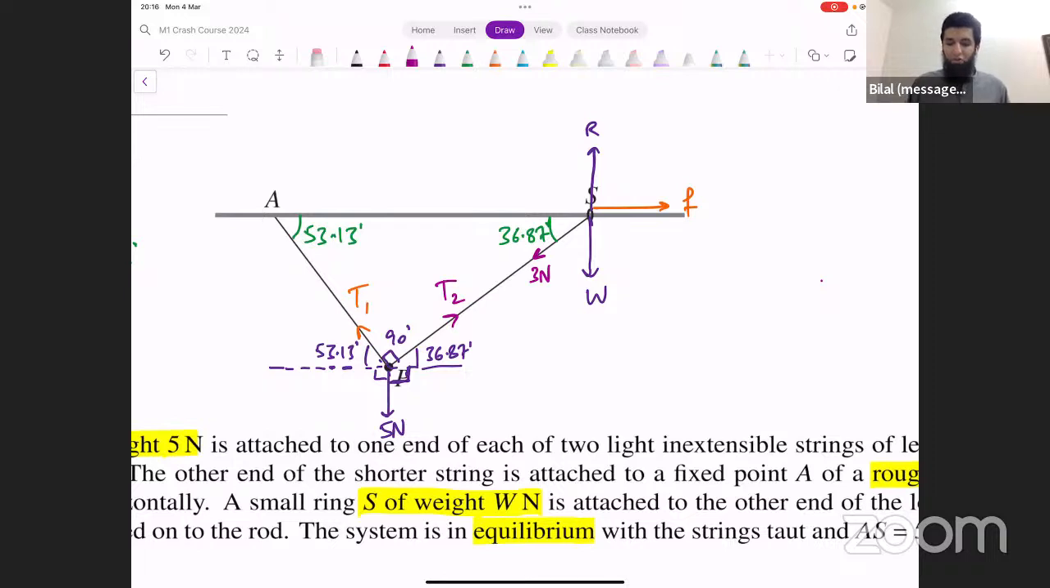Now, the only force acting at an angle is 3 Newton. Let's resolve that force. There's one component of 3 Newton acting in this direction. That will be 3 cos 36.87. It's the component that's adjacent to the angle. And the component on the other side of the angle, that is going to be 3 sine of 36.87.